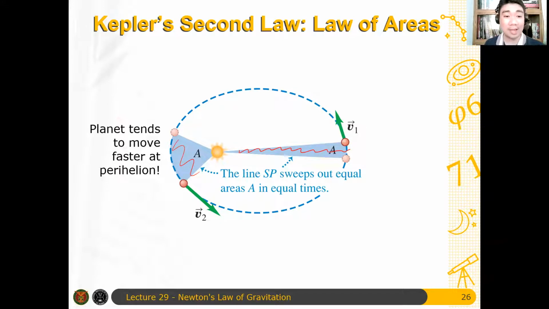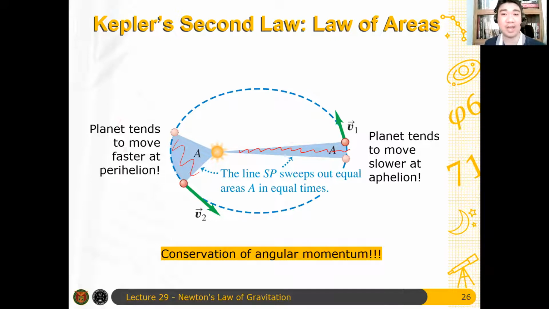So the planet tends to move faster at the perihelion kasi mas malapit siya sa sun. Therefore, in-expect ko na mas mabilis siya kasi mas malapit siya, MVR sin theta. Now, pag mas malayo siya, dapat mas mabagal din siya. Planet tends to move slower at the aphelion, which is the farthest point from the sun. Okay? So, ganun yung nangyayari. And it turns out that when you compute that area, it should be the same due to conservation of angular momentum. Okay, that's basically conservation of angular momentum.